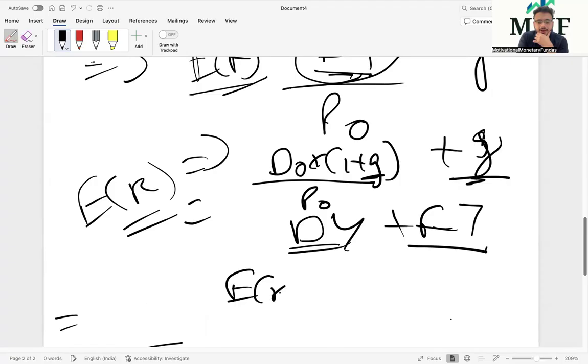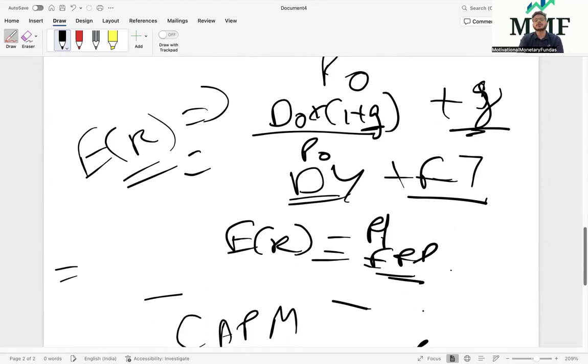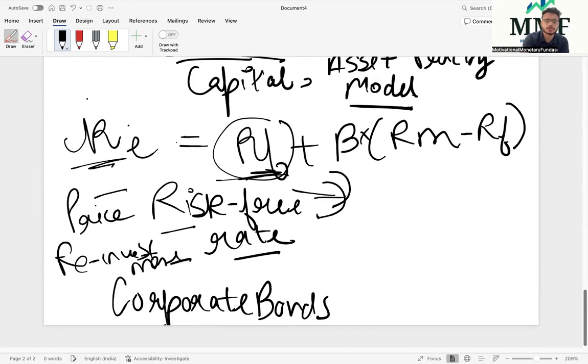So your expected return minus your risk-free rate, it will give you your equity risk premium. Your expected return minus the risk-free rate, it will give you your equity risk premium. I'll give you one example. Let's go down.